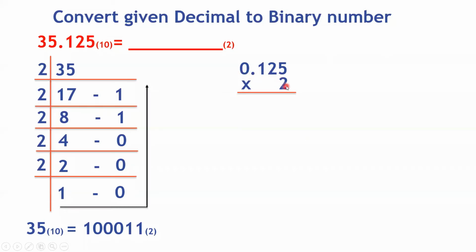0.125. 2 5s are 10, means here we will get 0 and carry 1. 2 2s are 4 plus 1, so this is 5. 2 1s are 2, the point is there, and 0 is there. So whatever we get again in the integer part, we will keep it aside.